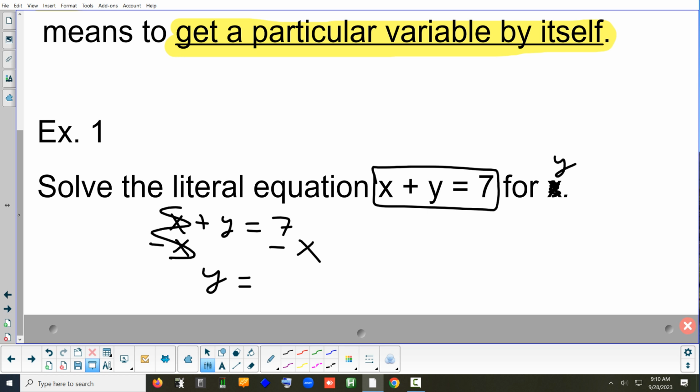Well, first, are these like terms? No. They're not like terms, so you can't combine them together. So you pretty much just have to write down what you have. 7 minus x? It would just be 7 minus x. Yep.